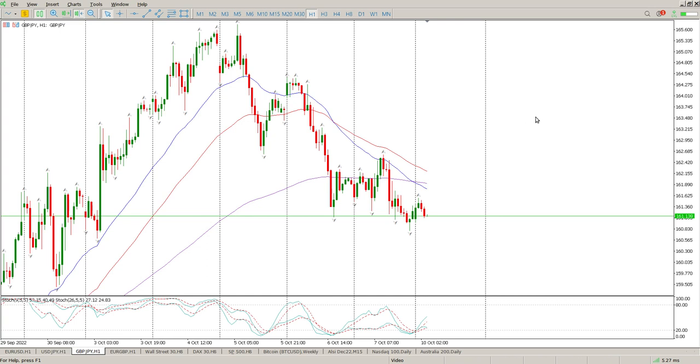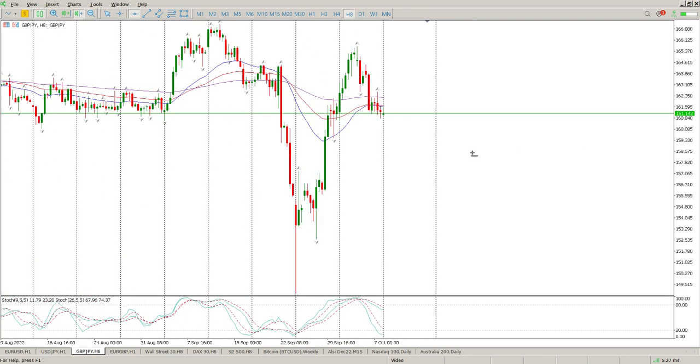Moving on to the pound, British pound, Japanese yen. Trend is down at the moment. We are looking at a break. Sorry, we're on the hour. Let's just get to the 8 hour. So we are looking at a break of this area here.